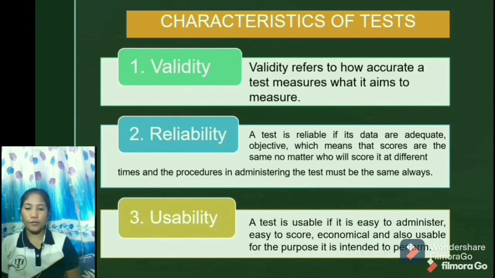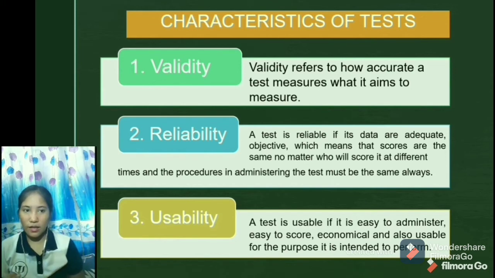Good day guys, for today I will tackle the characteristics of the test. So first is validity, second reliability, third usability. So the first one is validity. Validity refers to how accurately a test measures what it aims to measure. So some criteria to determine the validity of the test are: the first one is the test items are taken from the subject of the test.